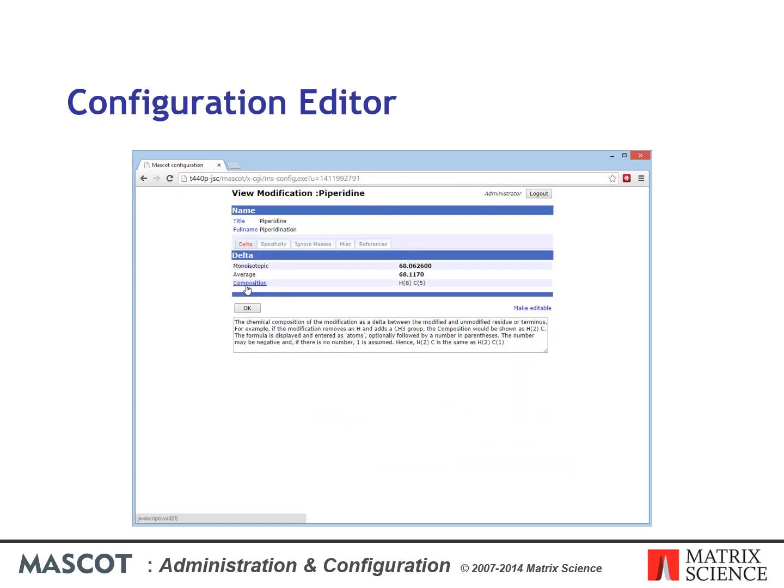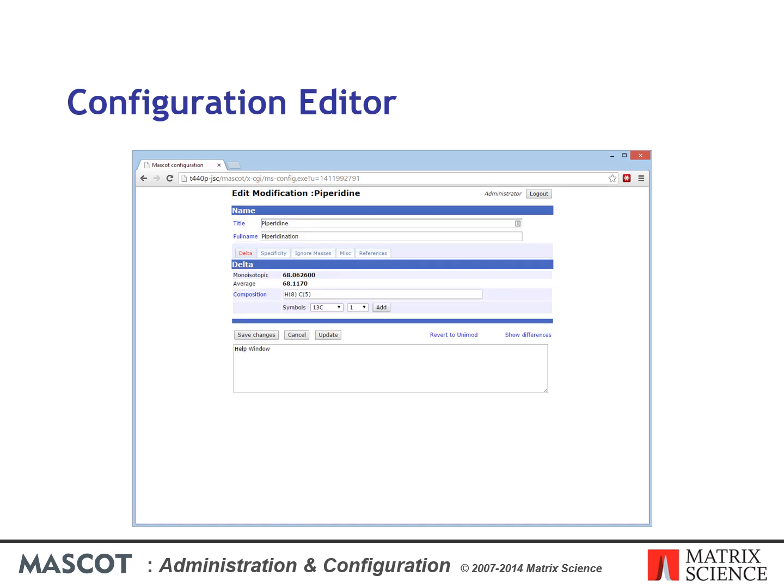The user interface is fairly self-explanatory, and help is displayed for each field when you mouse over the label. If the modification is from the downloaded unimod.xml file and you want to make changes, click on the Make Editable link. All aspects of the modification become editable. If you want to see the difference between the original Unimod entry and the local entry, choose Show Differences. If you want to discard your changes, choose Revert to Unimod.